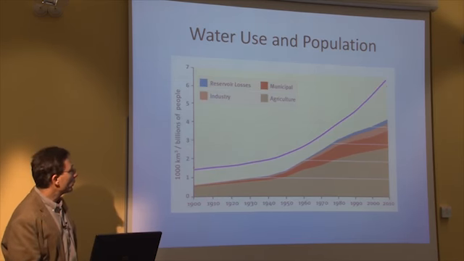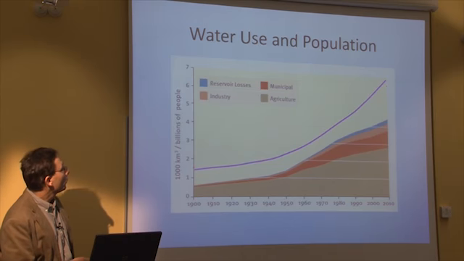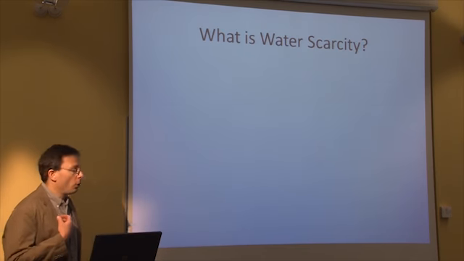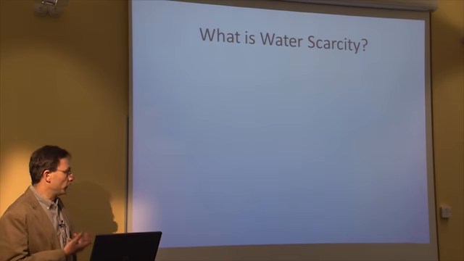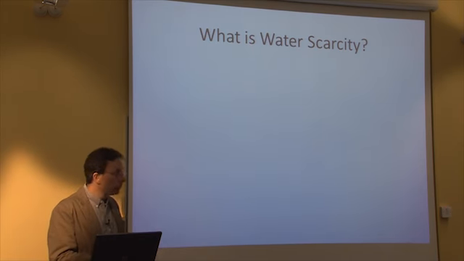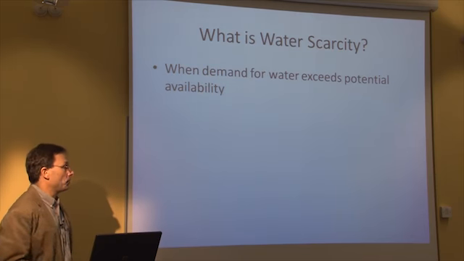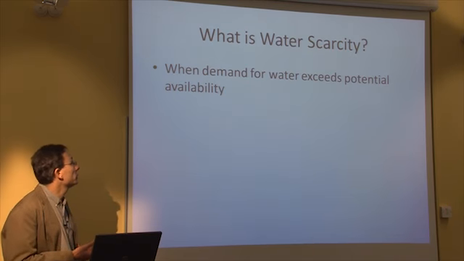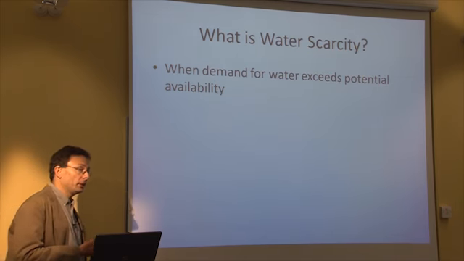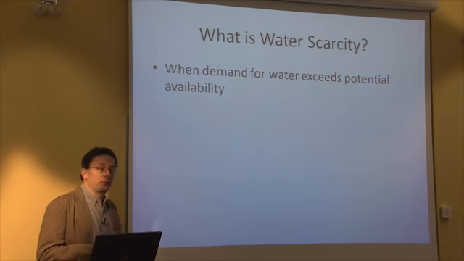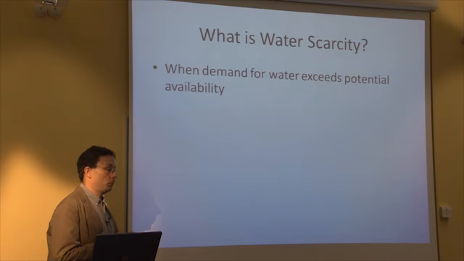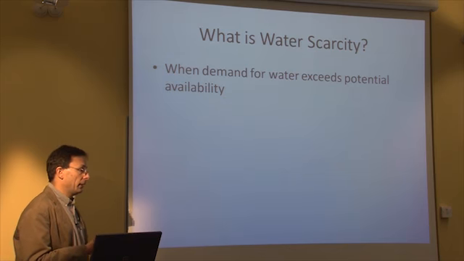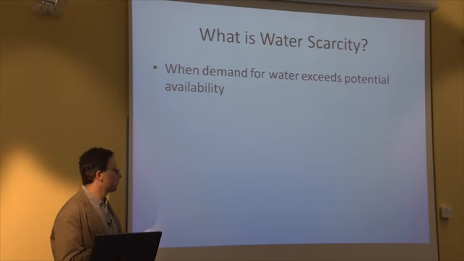Okay, so that's where we are today, if you like. I thought I'd also give a few definitions of what people think of as water scarcity. I guess the most basic definition of water scarcity would be when the demand for water by a society exceeds its potential availability. And this, by other people, has been termed first-order water scarcity. So where the absolute amount of water that's available is insufficient to supply the demand.